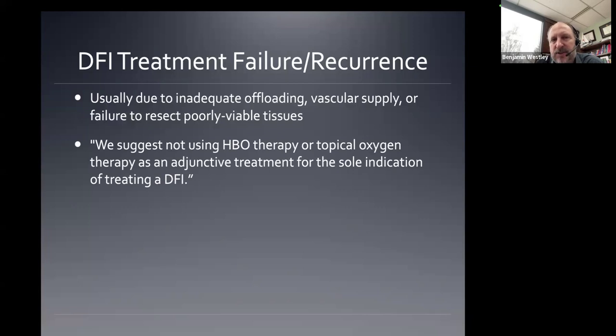The guidelines are also clear that they suggest not using hyperbaric oxygen therapy or topical oxygen therapy as an adjunctive treatment because there's no data that it works. There's also no data that more than 6 weeks of therapy is useful.